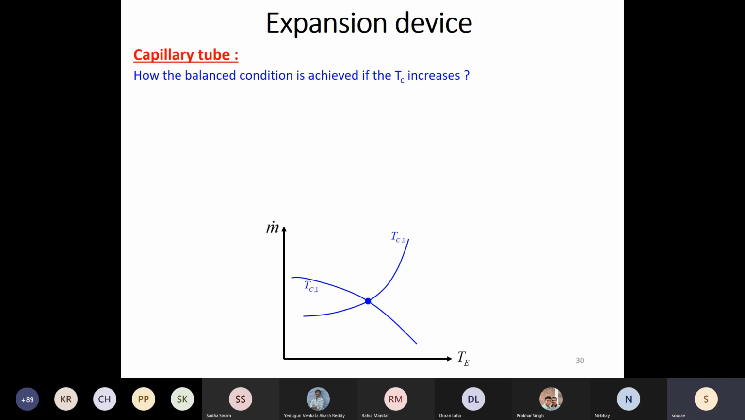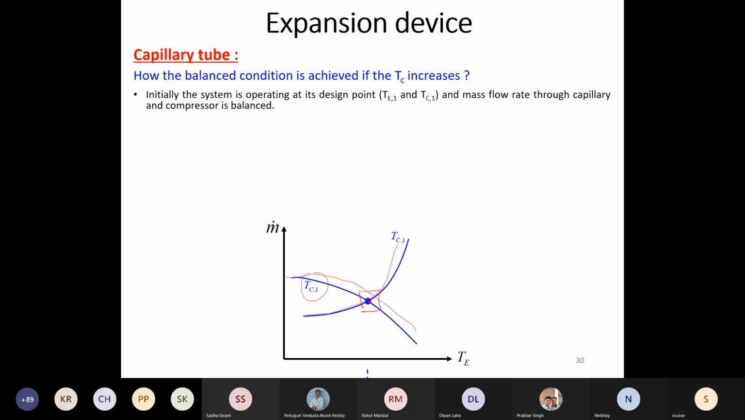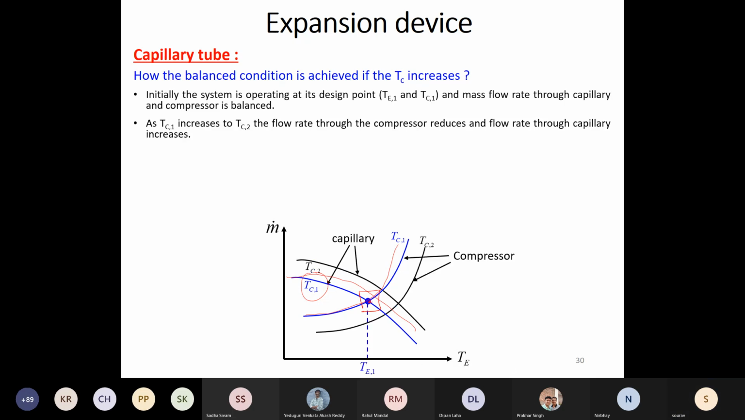Okay, so let's say you have initially this as the balanced condition. For a particular TC1, you have this capillary tube which is fixed. It doesn't change. You have a particular compressor which is delivering this much mass flow rate. Wherever these two intersect, this is your initial balanced condition. Now let's say due to some reason your condensing temperature has changed.